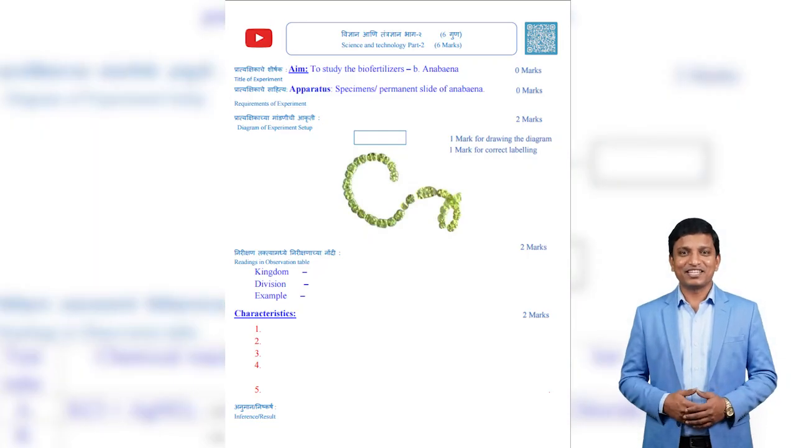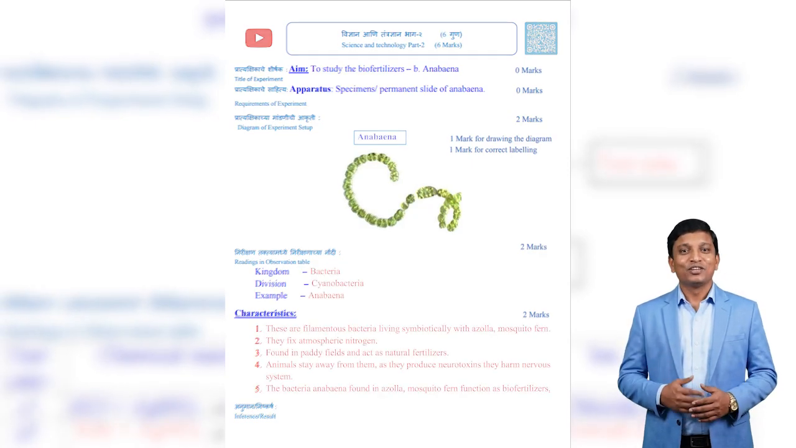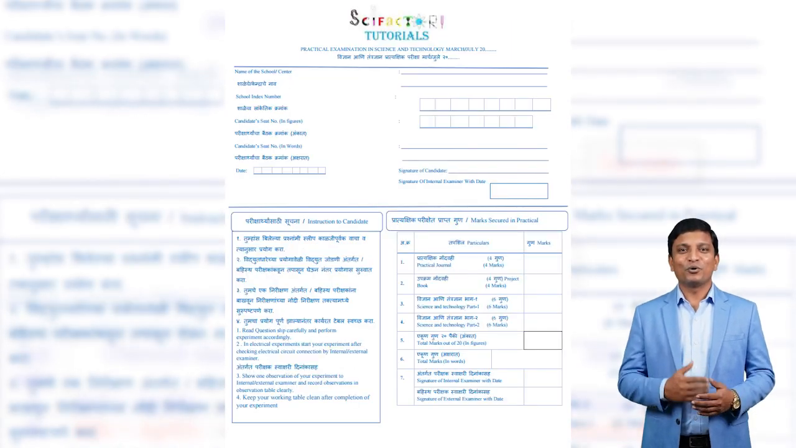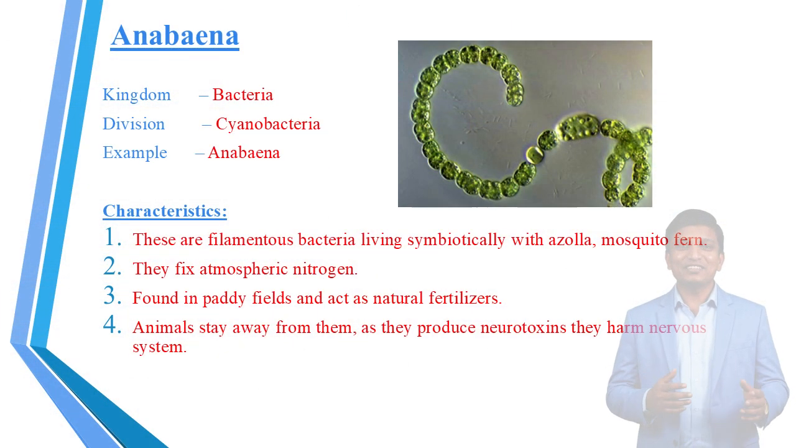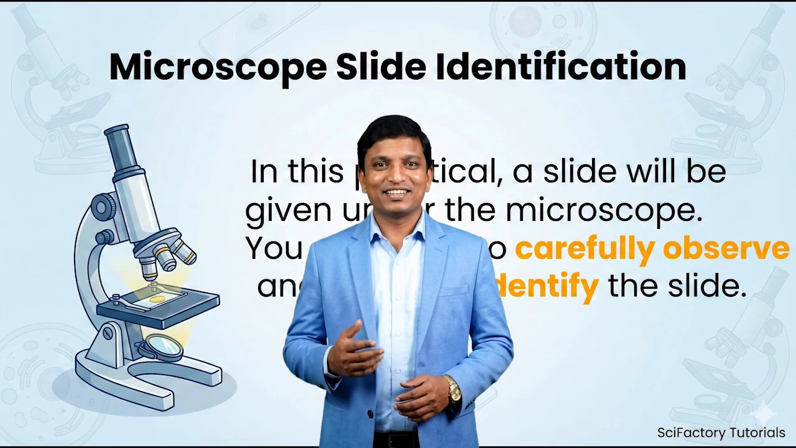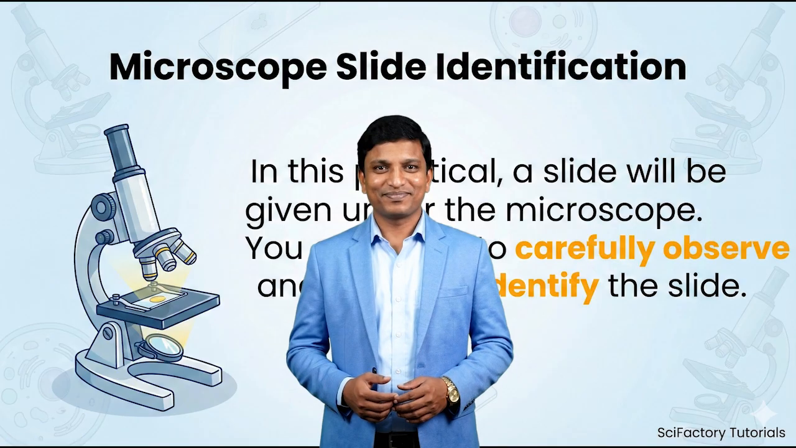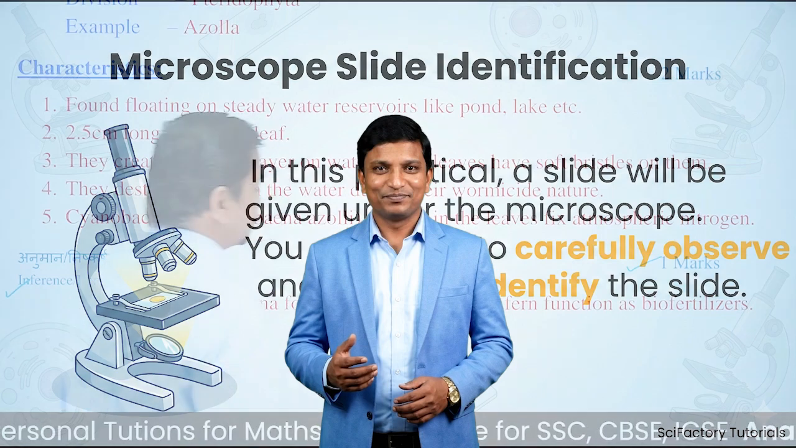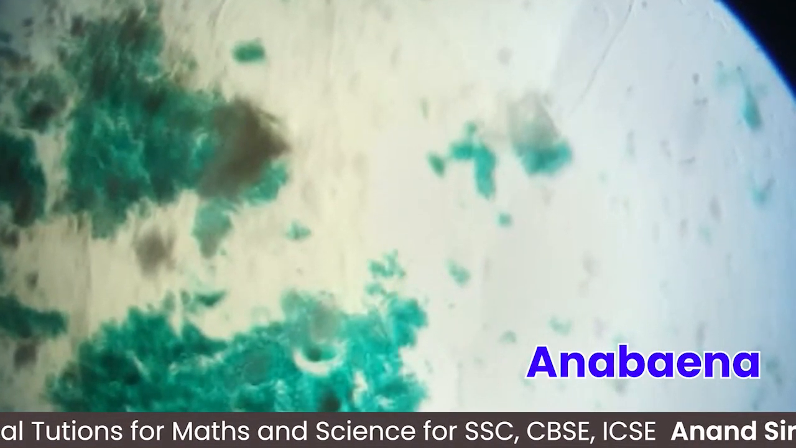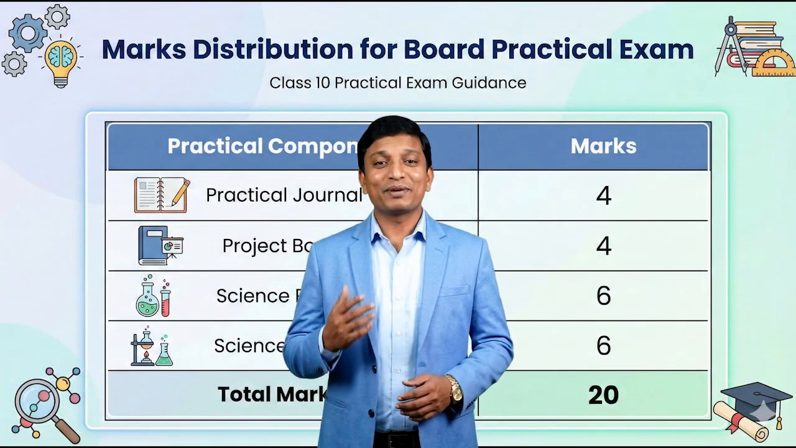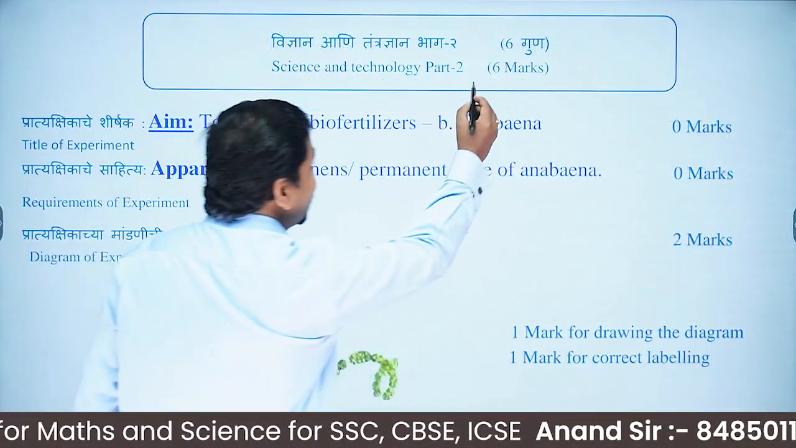You will get the practical sheet in the board examination exactly like this as shown here. Your task is to write the answers given in the answer sheet neatly on your board answer paper. Observation table with solution. How to perform the practical. In this practical, a slide will be given under the microscope. You only need to carefully observe and correctly identify the slide. Actual marks distribution for board practical exam. So for this practical, you will get 6 marks.